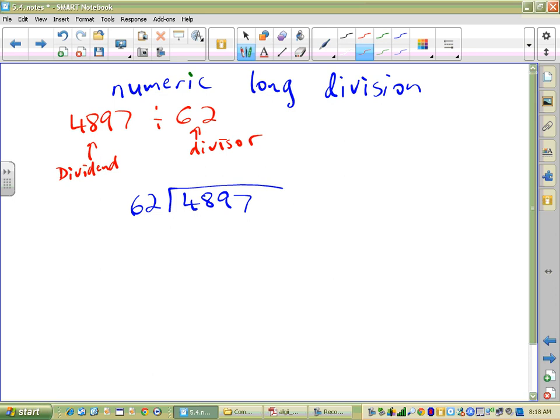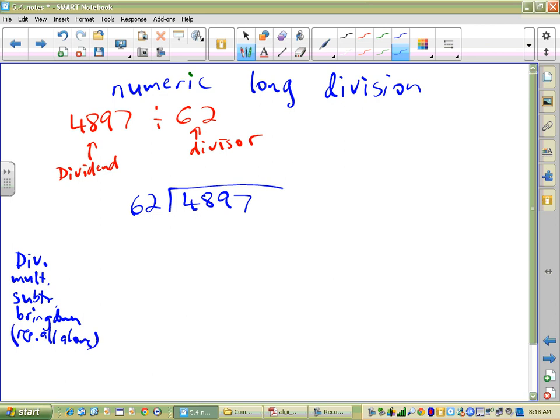And usually, we divide something big by something smaller. But not always, but usually that's how we do it. So I mentioned before that the steps involved in division are division, multiplication, subtraction, bring down, and then repeat all of the above.